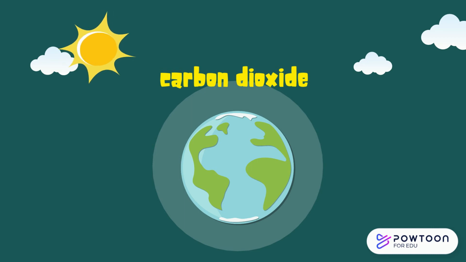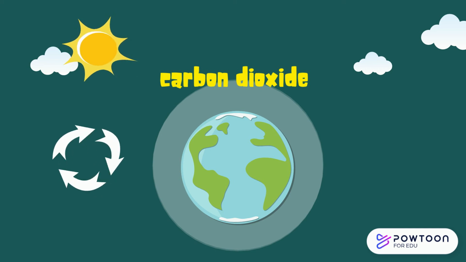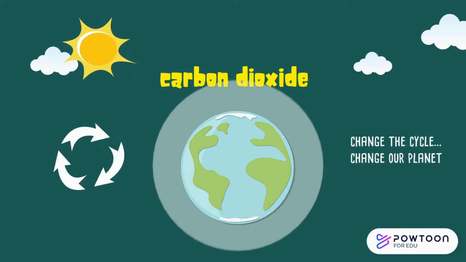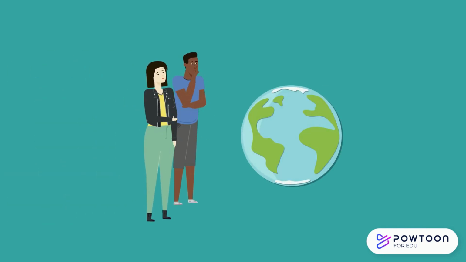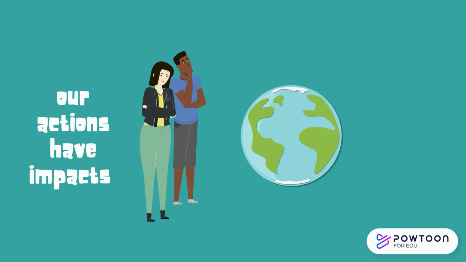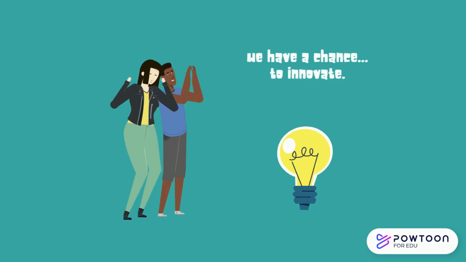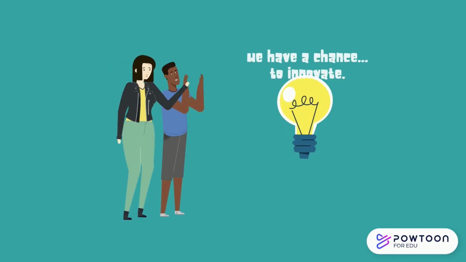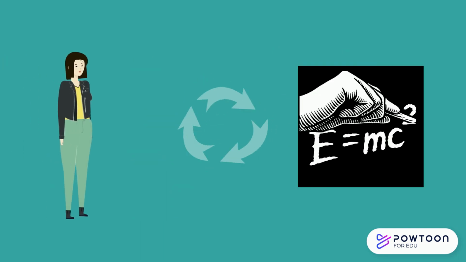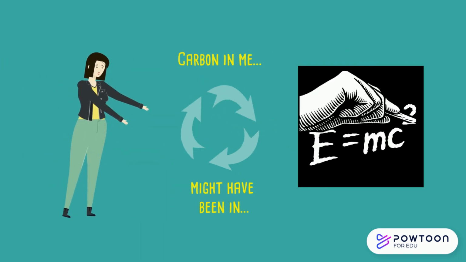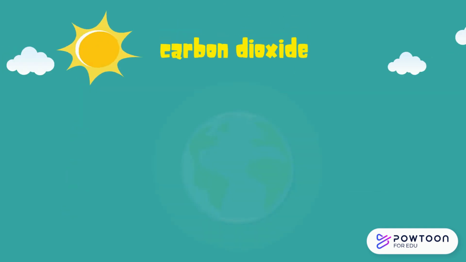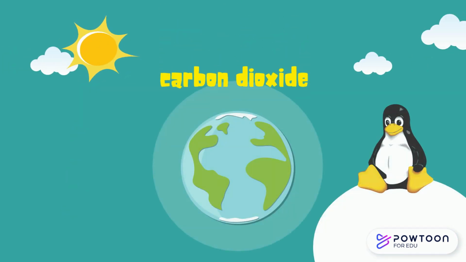As we add carbon to our atmosphere in quick and new ways, we impact the carbon cycle and our planet. Because of our links, our interconnections, our actions have impacts. And at the root of these same relationships, we also have the opportunity to innovate. What possibilities will you, along with your carbon from Einstein, imagine to tip this cycle back to a healthier, cooler balance?